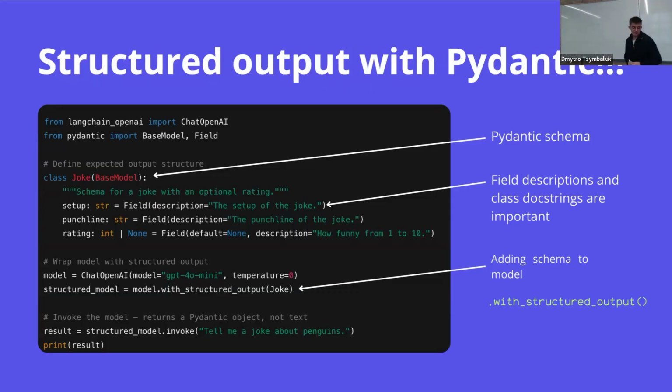So, let's take a look at this joke schema. It's just a Pydantic model that extends the Pydantic base model. We have some comments here, and for each field we have a description. And actually, here this description is even more important than in FastAPI, because in FastAPI it was just for documentation purposes.